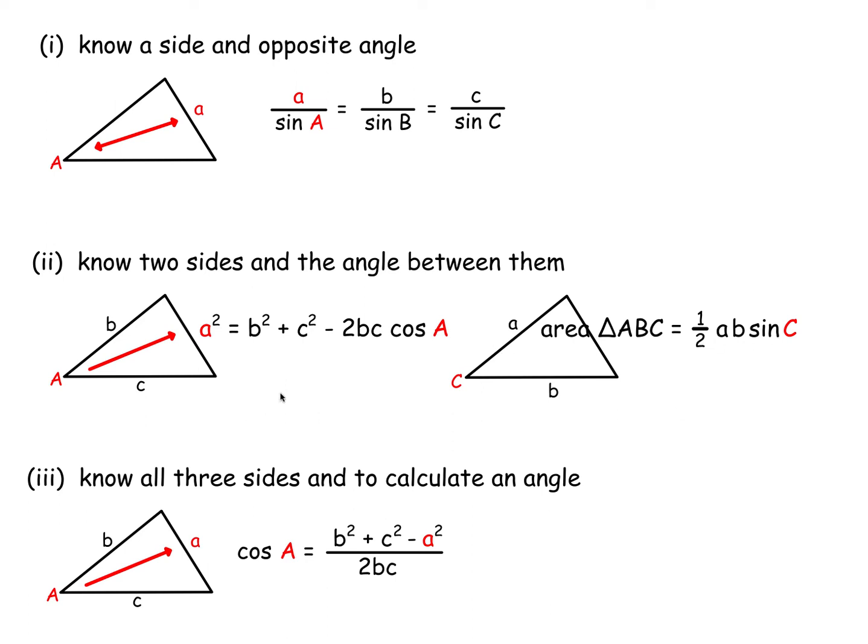Third and final case, if you know all three sides in a triangle and you want to work out a missing angle, this rearranged cosine rule is used. It's important, if you want to work out angle A, that the side labelled A here in red is on the top line as minus A squared. So you're squaring and adding B and C, but it's minus A squared. So that's the key bit. Side A is opposite angle A.